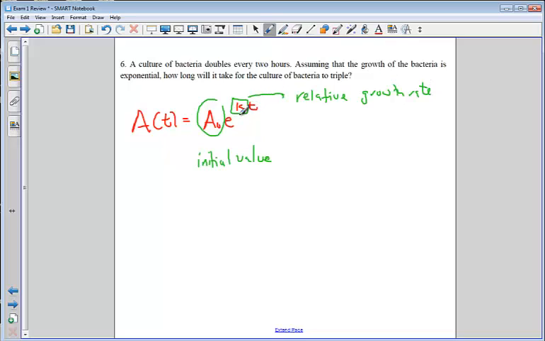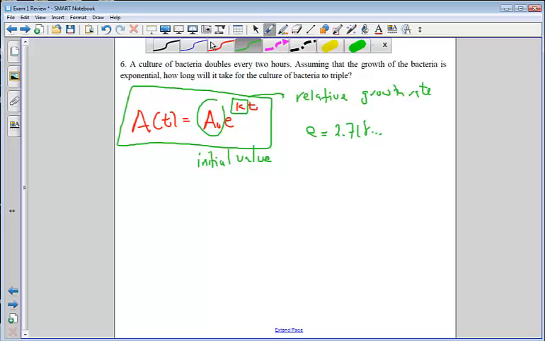T, of course, is usually time. E is a number, right? 2.718, blah, blah, blah, the natural number. And we use this to model any exponential problem. So how do we use it to model this problem?